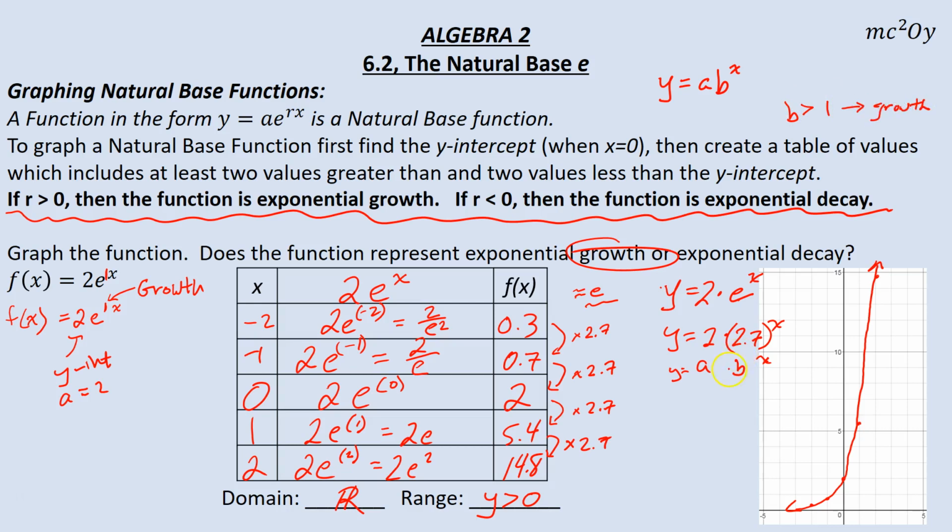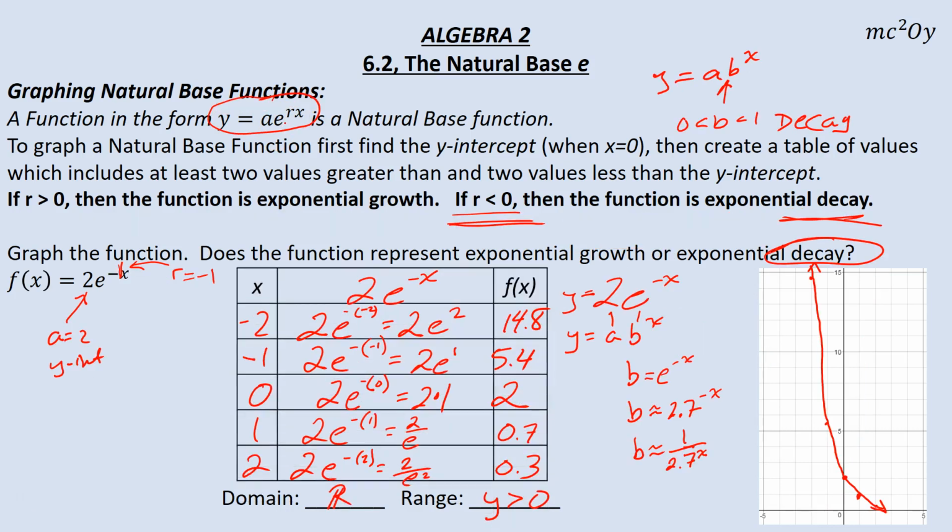Okay, so that's why these rules are in place here. When r is greater than 0, you have a positive exponent, which means e stays in the numerator with a. But when r is a negative value, e moves to the denominator, which makes it into a number between 0 and 1.